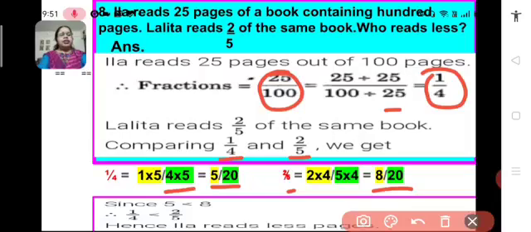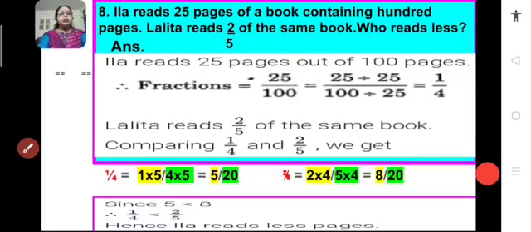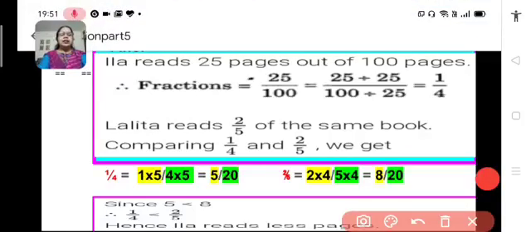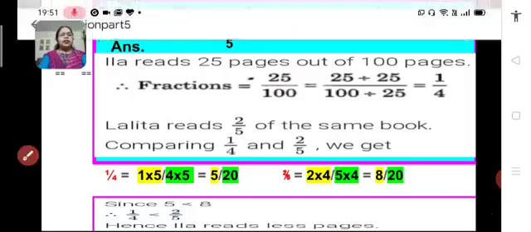So if we have two fractions with same denominators, that means we compare the numerators and 8 is greater than 5. So 1 upon 4 is less than 2 upon 5. That means Ila reads less pages or Lalita reads more.